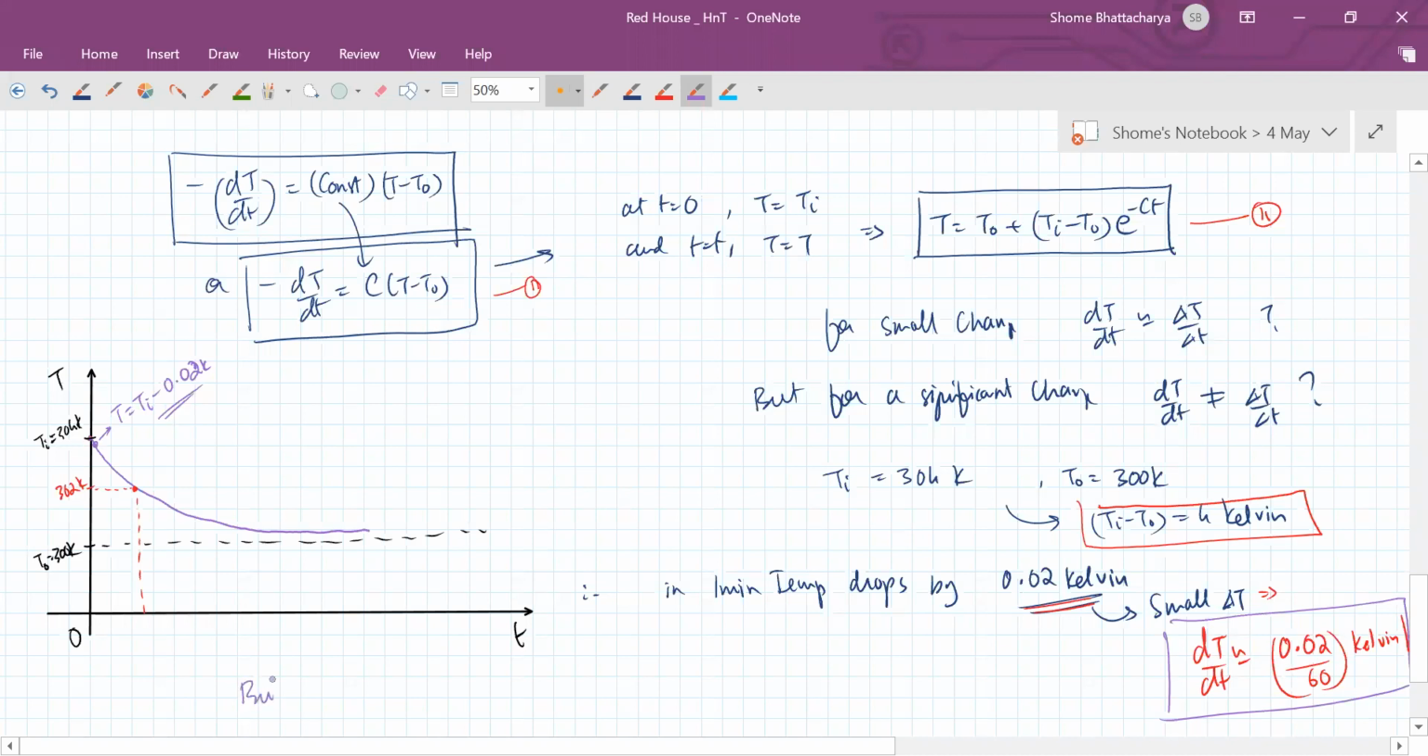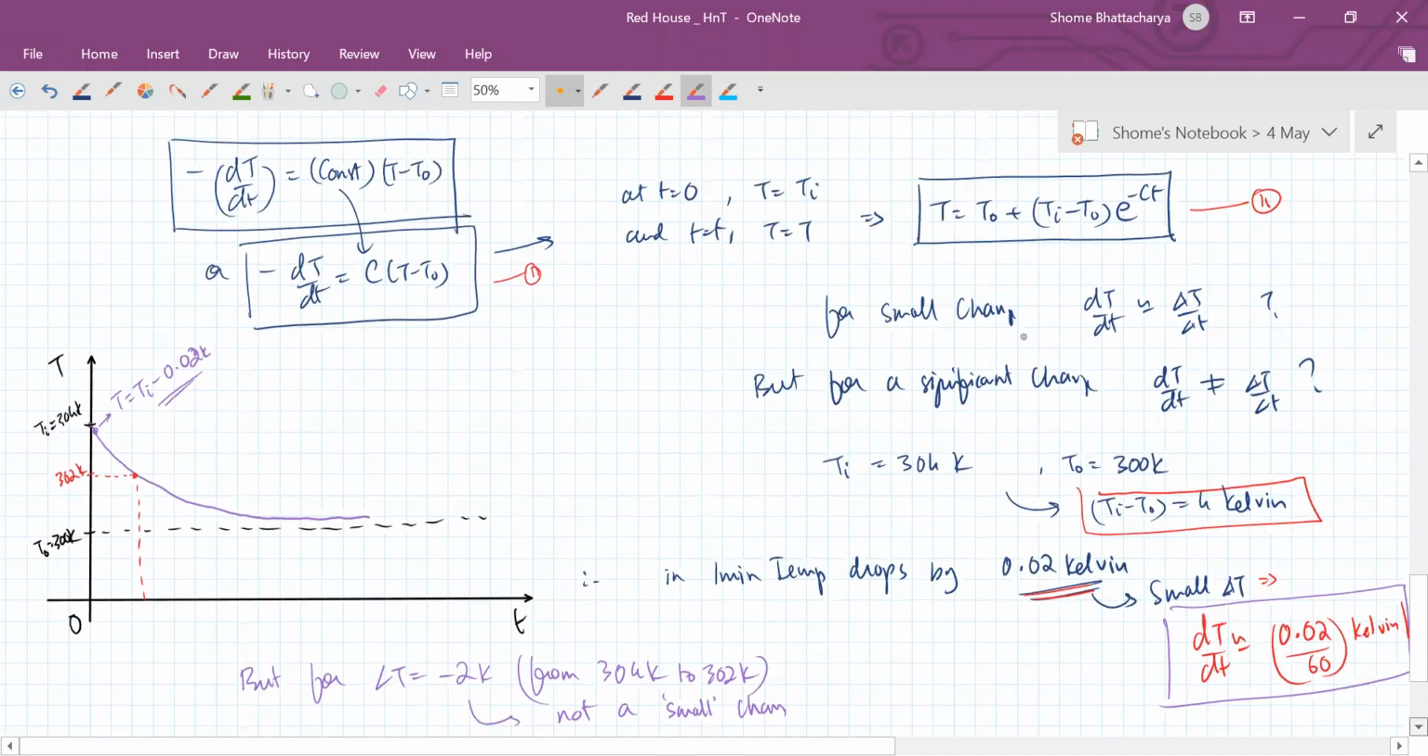But for a delta T equal to minus 2 Kelvin, from 304 Kelvin to 302 Kelvin, this is not a small change, because the overall range of temperature dropping is only 4 Kelvin. No? So when it's dropping by 2 Kelvin, it's half of it. So I hope this point is clear to all of you.